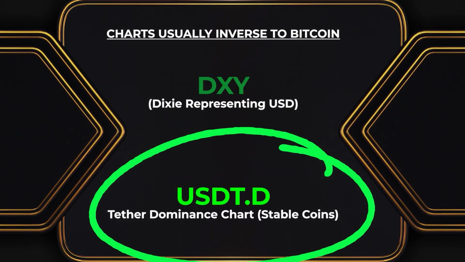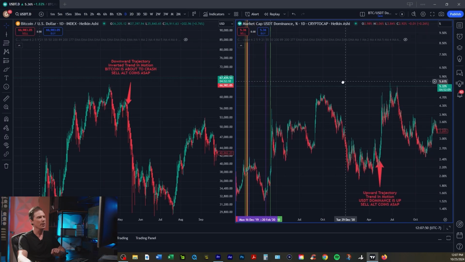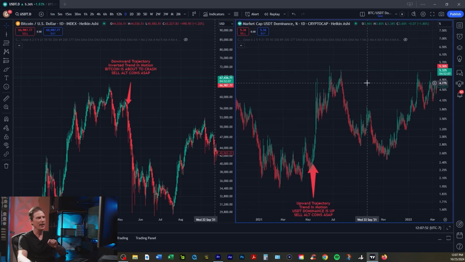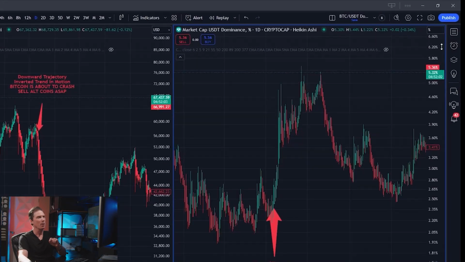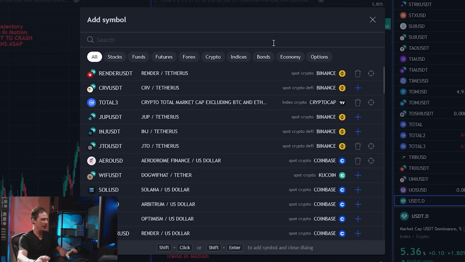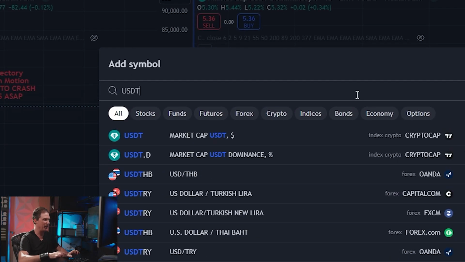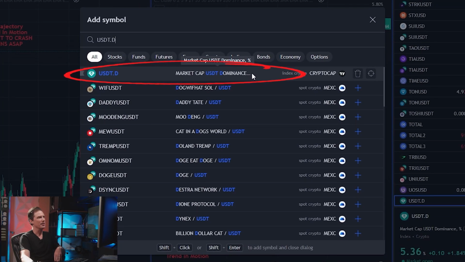All right, so now let's go over the details of the USDT Tether Dominance chart. This one is really cool, you guys. It's going to help you know when to take profit on your altcoins. So I'll show you how to find it. When you click on the ticker symbol, you're going to type in USDT.D, and you're going to see it right there. So that's the one that you want.